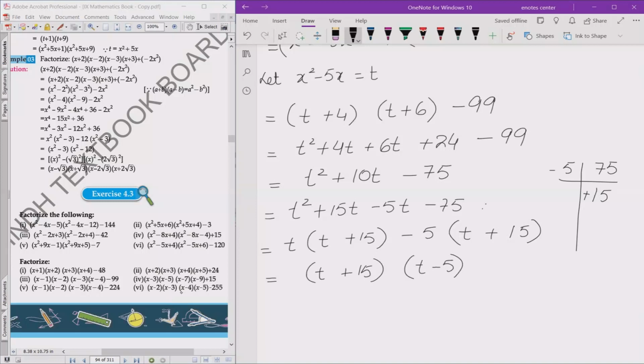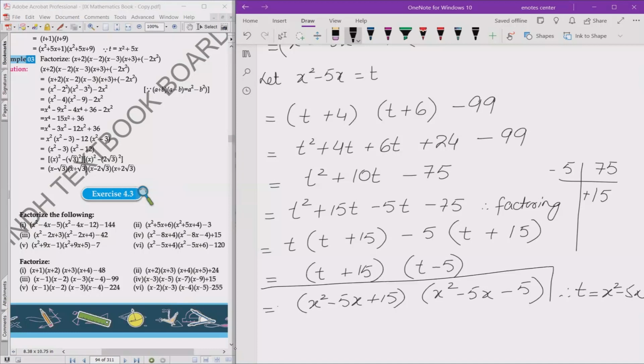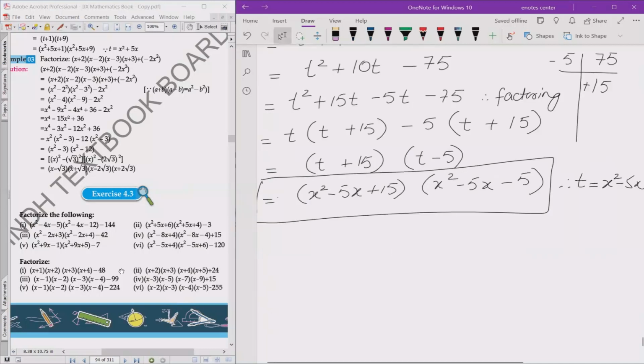Okay, here we have factoring reference. And now we will put the value of t: x squared minus 5x plus 15 and x squared minus 5x minus 5. So this is the factor of this question. And now we will solve the next part. Actually, part 4 is similar to part 3, so you can solve it by yourself.